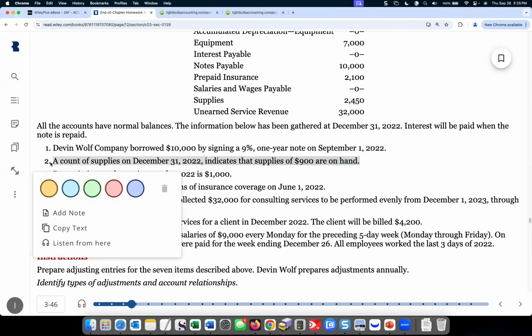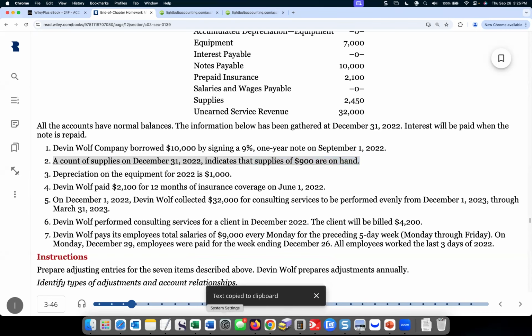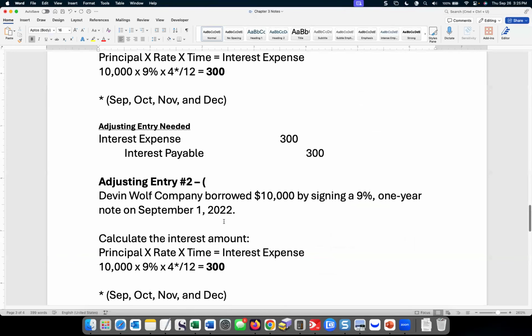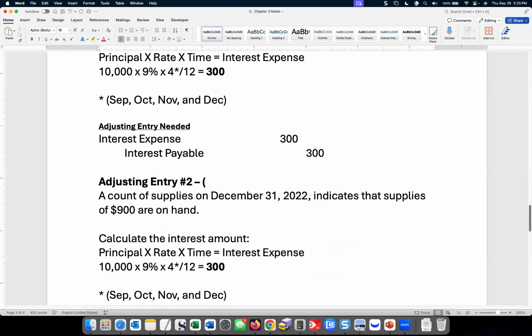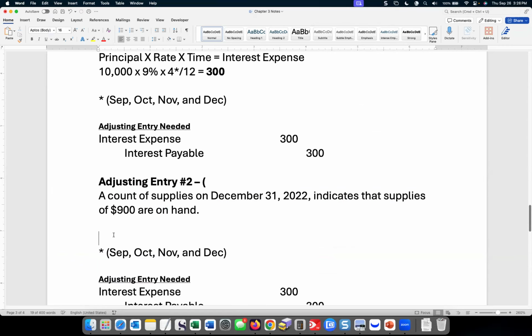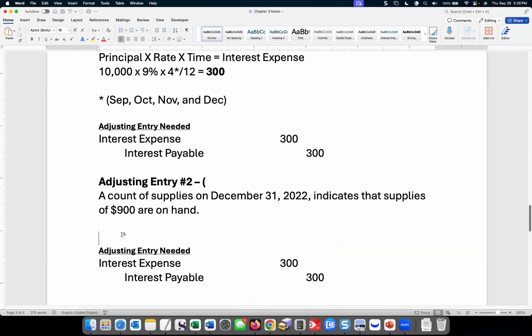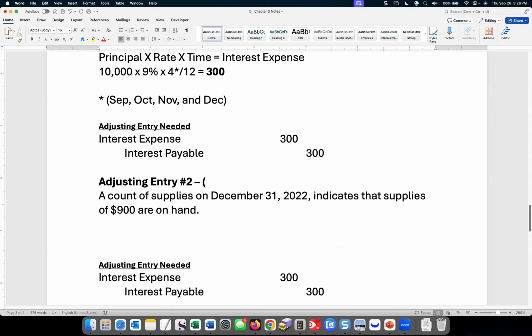All right, let me copy that in. We'll put it right in this information here. Account of supplies on December 31st, 2022 indicates that supplies of 900 are on hand. So let me give you a little supportive notes for this, okay? Before we actually do the entry and figure out what we need.